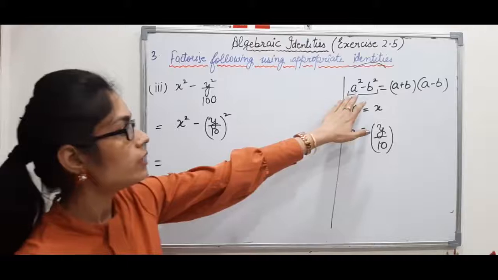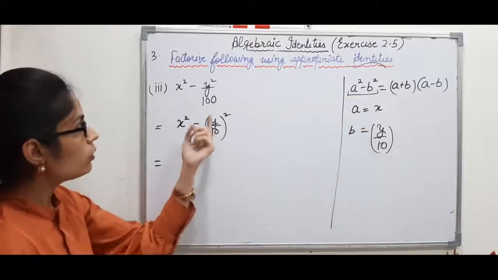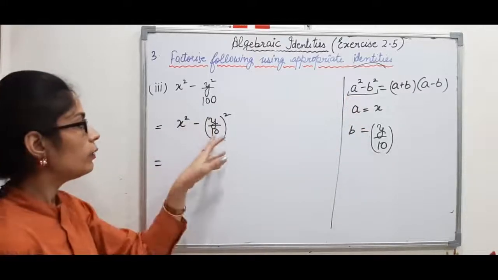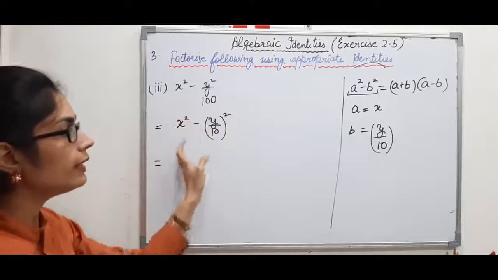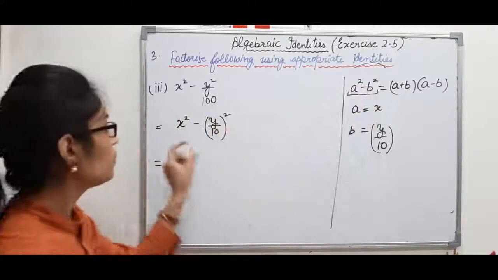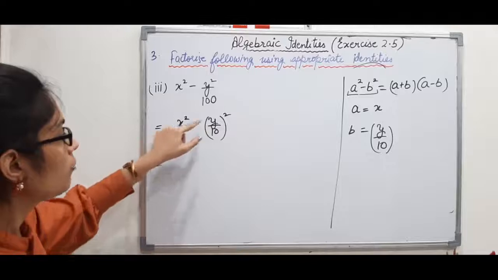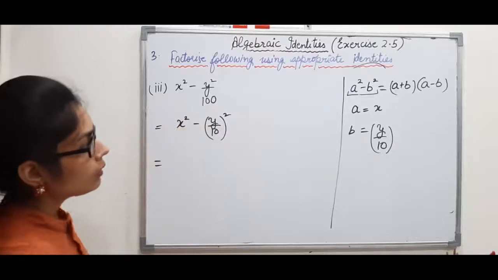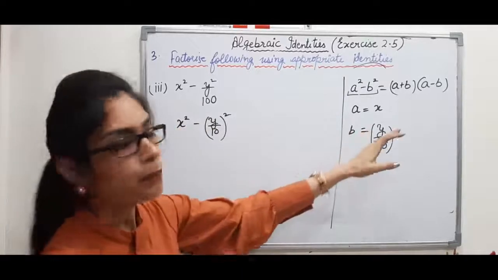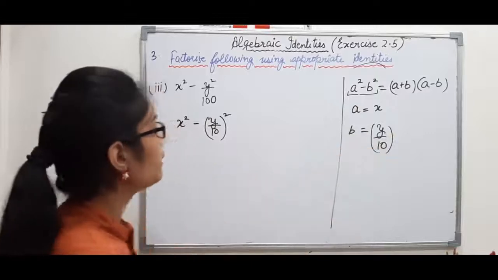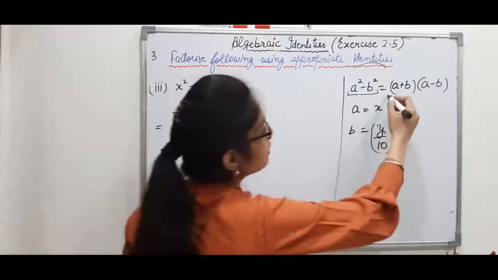So now you have got the values. See, this expression is given to you. Just make sure this 100 you are changing to 10 and you are doing the whole square, only then it will be the same as this. So x square minus (y by 10) whole square. Now you have got the values of a and b. A is x, b is y by 10.